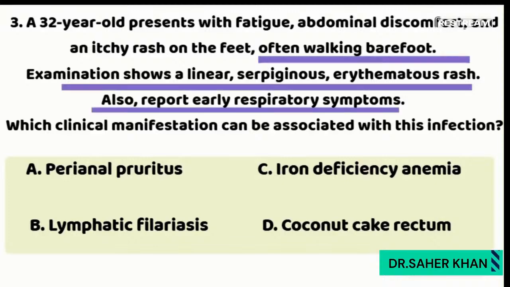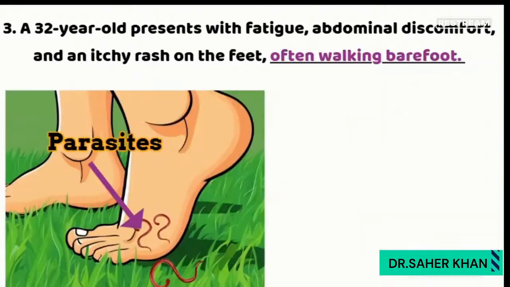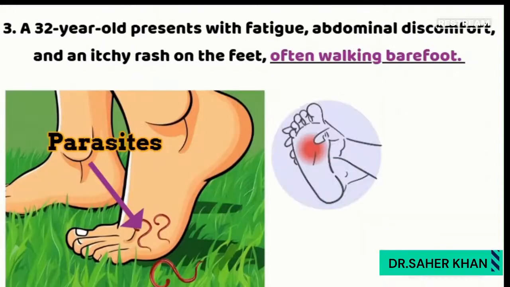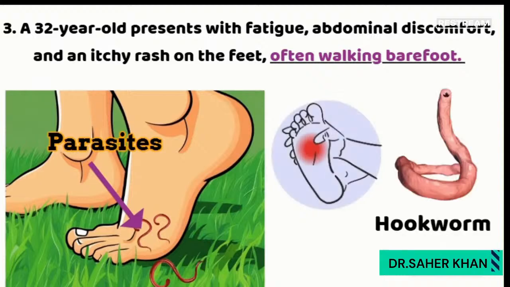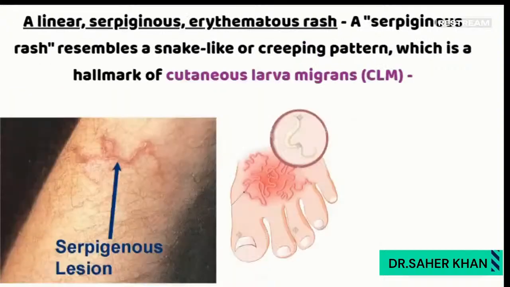Okay, so if we go through the question carefully, we can see that there are 3 key clues in the question. The number 1 is walking barefoot. Walking barefoot increases the risk of parasitic infection that penetrate the skin. So specifically, we have hookworm larvae that enter the body by burrowing through the skin. Second is linear serpiginous erythematous rash. Serpiginous rash means a snake-like pattern or a creeping pattern.